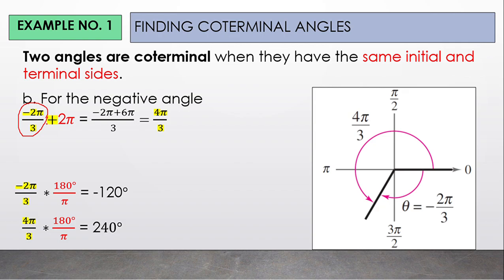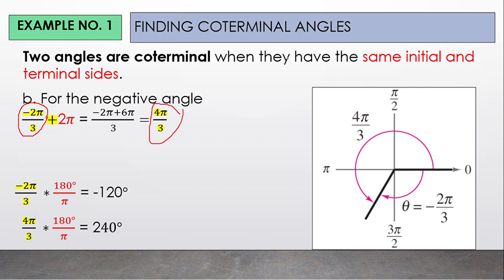Pero yung sign niya is hindi. So, dahil negative to, mag-a-add tayo. Ayan, so find the LCD. So, 3 divided by 3 times 2 is negative 2 pi plus 3 divided by 1 is 3 times 2 is positive 6 pi. So, negative 2 plus 6 is positive 4 pi over 3. So, sabi dito, coterminal daw si negative 2 pi over 3 kay positive 4 pi over 3.